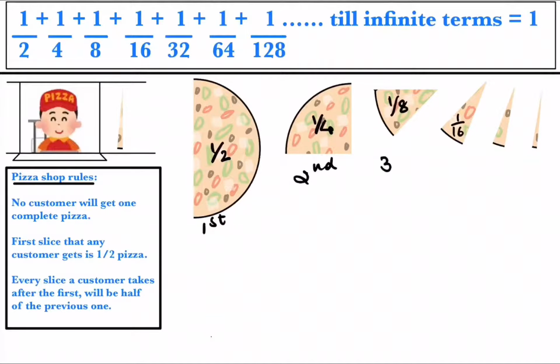The third slice, if you take, it will be 1/8, 1/8 of one complete pizza. The fourth slice will be similarly 1/16. Fifth slice will be 1/32. Sixth slice will be 1/64. Seventh will be 1/128. Eighth slice will be 1/256, and so on.